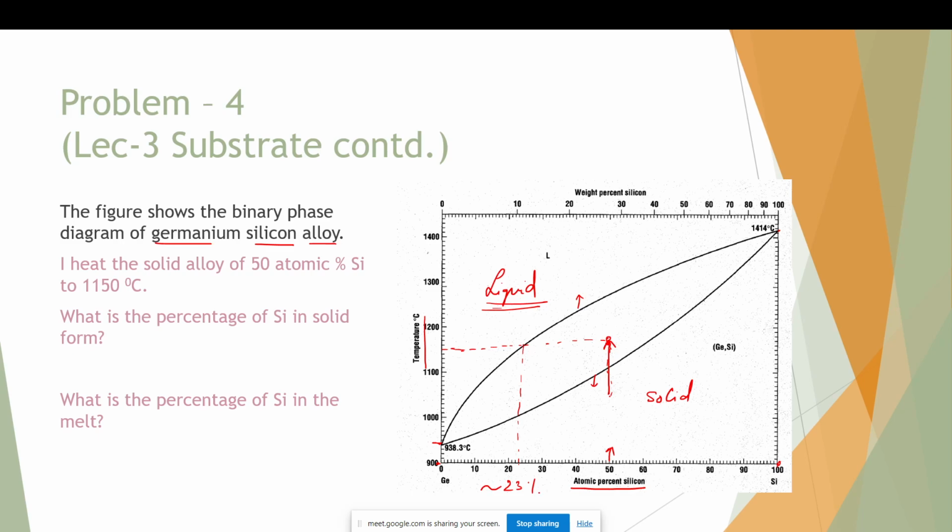Similarly, in the solid phase, we get it by using this line. So in the solid phase, the atomic percent silicon will be somewhere around, this graph is not to scale, but 60%. So these are the correct answers. Does anyone have any questions? If not, we'll go ahead.